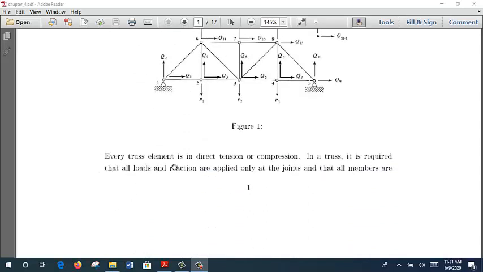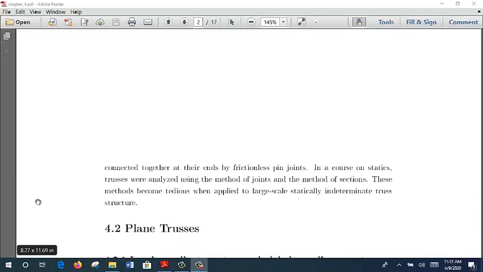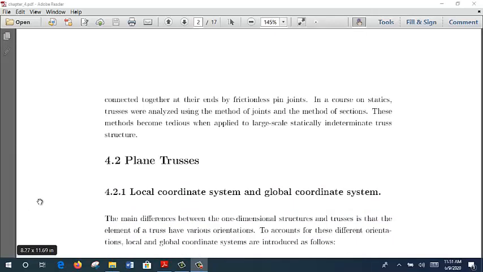For every truss element, the direct tension or compression in the truss is required at all nodes, and loads are applied only at the joints, and all members are connected together at the ends by frictionless pin joints. Alright, so it's very straightforward. So we go through the second section, which is the plane trusses.